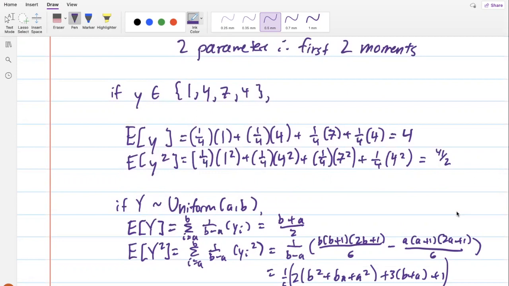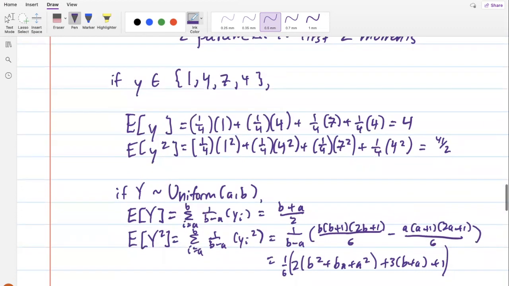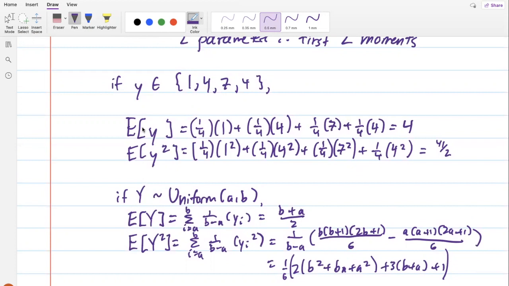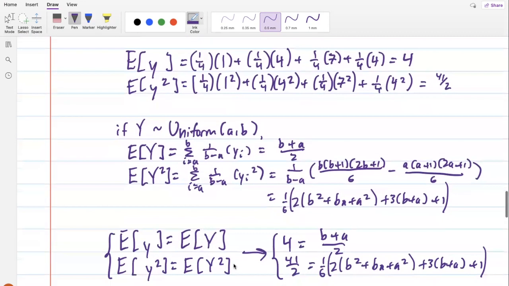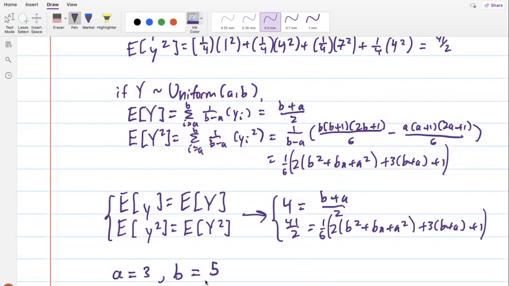So the first moment of a random variable y that follows a uniform discrete distribution with parameters A and B is equal to (B plus A) over 2. And the second moment evaluates to this. We then set the first moment of the data equal to the first moment of the random variable, and the second moment of the data equal to the second moment of the variable, creating the system here. We then solve this system to get our method of moments estimates for A and B. So our method of moments estimators for A and B are 3 and 5.